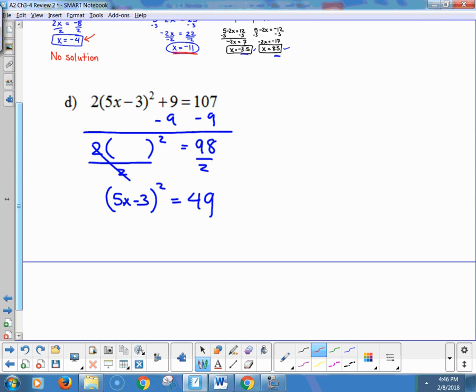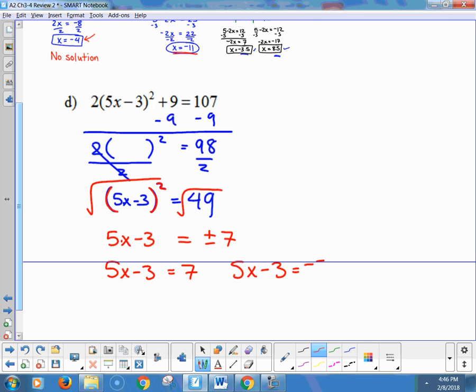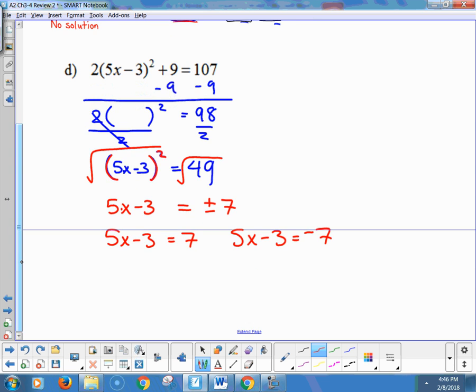Well, now we could take a square root of each side. And we could say if some stuff squared is 49, that means that stuff must be either positive or negative 7. And I can solve these separately. Either 5x minus 3 is positive 7, or 5x minus 3 could be negative 7.